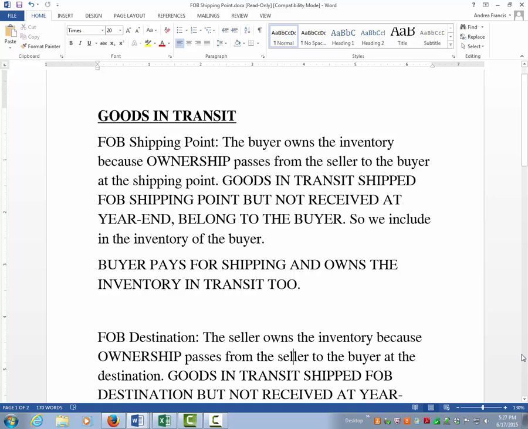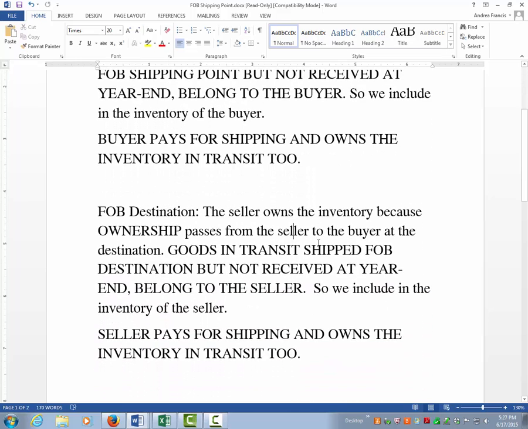So another way to think of it also, if you remember that FOB shipping point, the buyer pays for inventory, so the buyer also owns the inventory in transit. The buyer pays for shipping, and owns the inventory in transit too. Either way you think of it, when it's FOB shipping point, the buyer owns the inventory in transit. With FOB destination, it's slightly different.